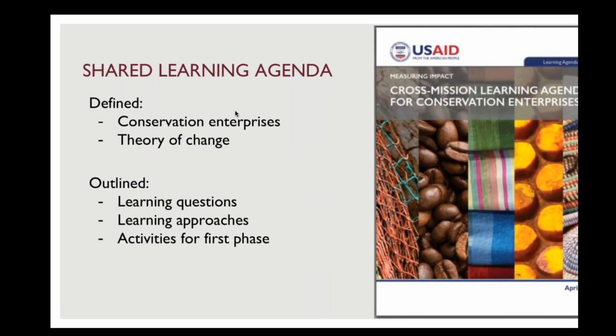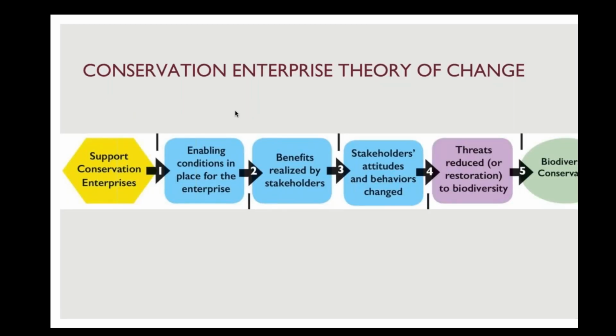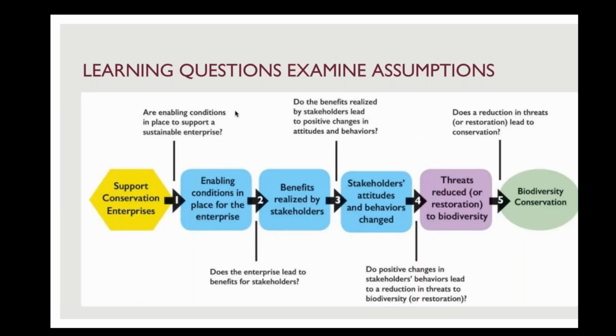So what do we do with this information? We decided that we needed to dig into this approach a little bit more because it's so prevalent in USAID's work. And the first step was to develop a shared learning agenda among USAID staff, mostly based on our missions around the world. And Judy led this effort for the Measuring Impact 2 project, so I'm going to be presenting a lot of her work. The centerpiece of the learning agenda is a theory of change that describes how conservation enterprises are supposed to work, or the hypothesis or model behind the approach. And then from this, we developed learning questions to help examine the assumptions behind the approach. We identified 5 major assumptions along the theory of change.